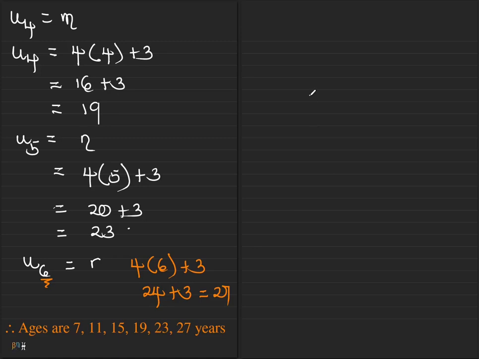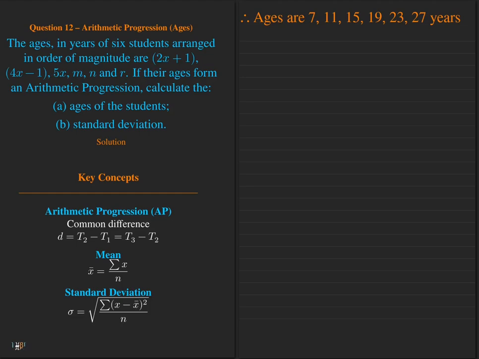Now, the second question was to find the standard deviation. To get the standard deviation, we would need the mean. If we find the mean, then we find the deviations of all these ages against the mean, and then we can solve for the standard deviation. So, what is the mean?